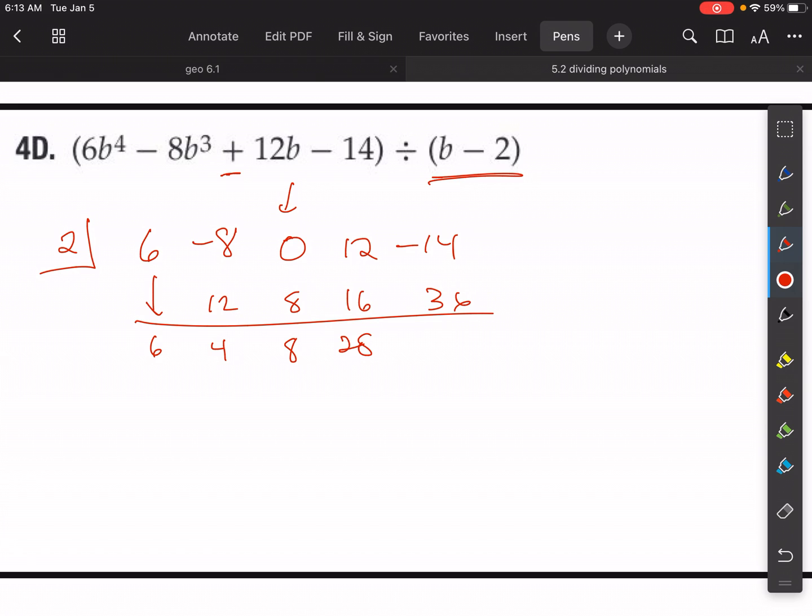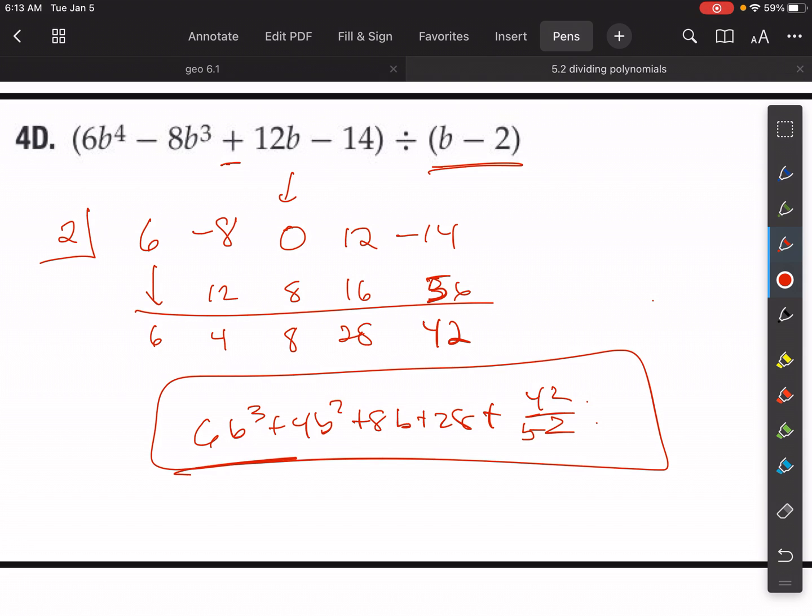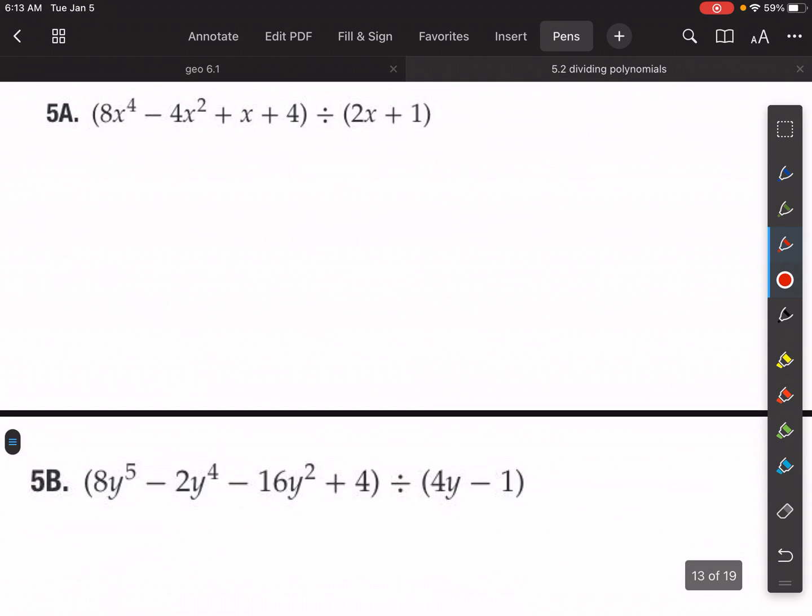did I do, oh, that's not right, is it? Sorry, this is 56, not 36. We had 28 times 2. Okay, there we go. Now we have 42. Okay, so final answer for this one, we have 6b to the third plus 4b squared plus 8b plus 28 plus 42 over b minus 2. Whew, okay, I think that's it for example 4.